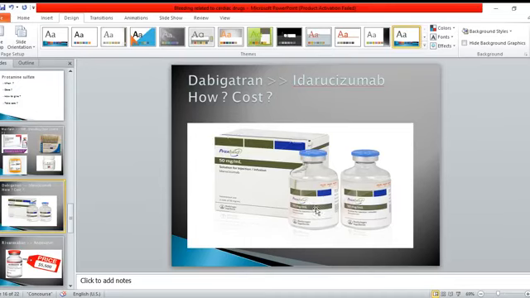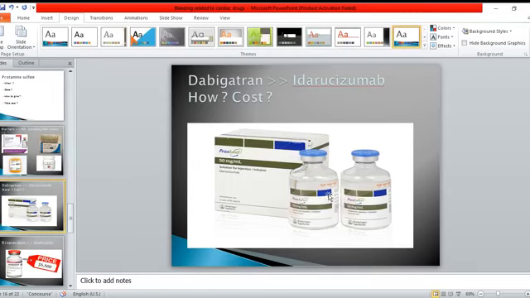Idarucizumab is the monoclonal antibody used for reversal of the effect of dabigatran in case of significant bleeding. Of course, the problem with this is the cost. So the patient usually needs 2 vials. Each vial is 2.5 grams, so the patient usually needs 5 grams of infusion. So we finish the vial and we move to the next vial infusion.